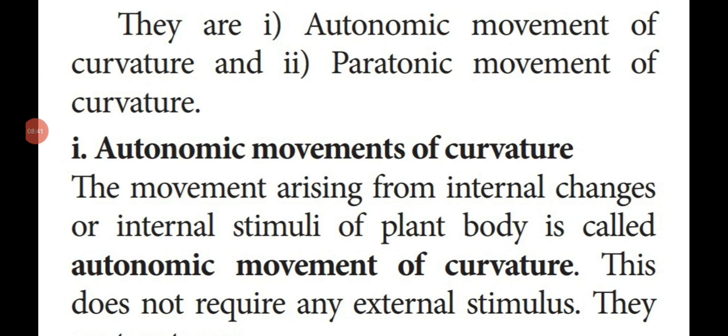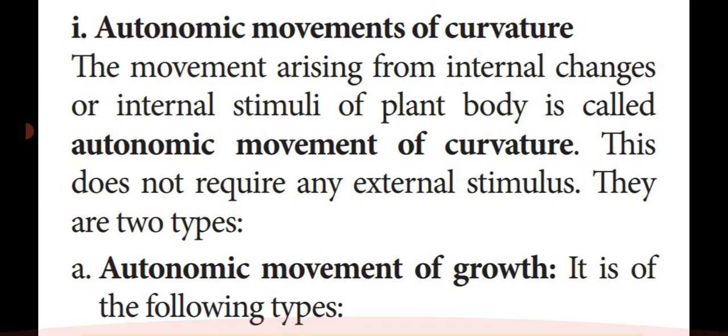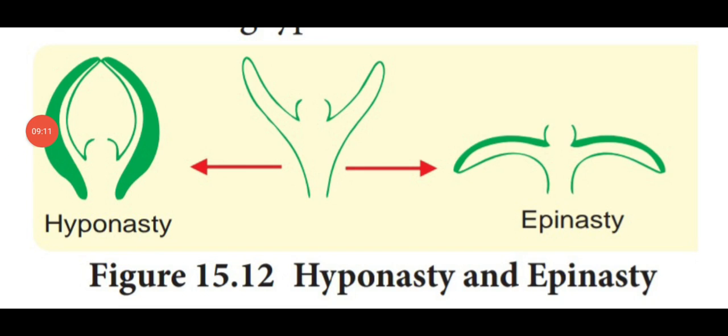So first we are going to see autonomic movements of curvature. Autonomic means, as I already told you, changes occur in the internal organs and make the movement of a plant body. This is known as autonomic movement of curvature. In this movement there is no requirement of external stimuli. This autonomic movement of growth is again divided into different types, that is hyponasty and epinasty.